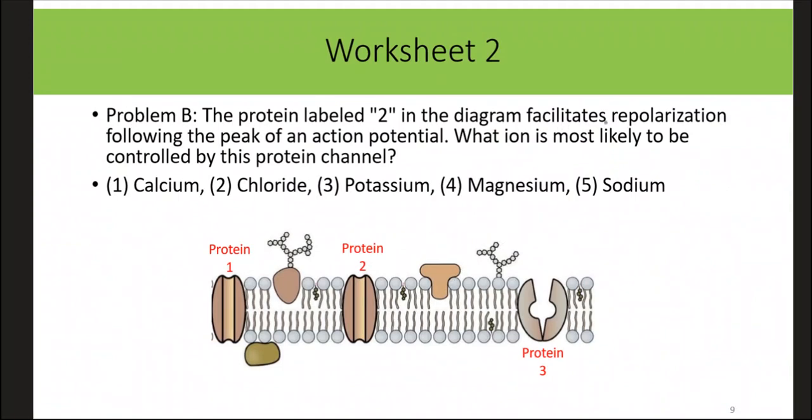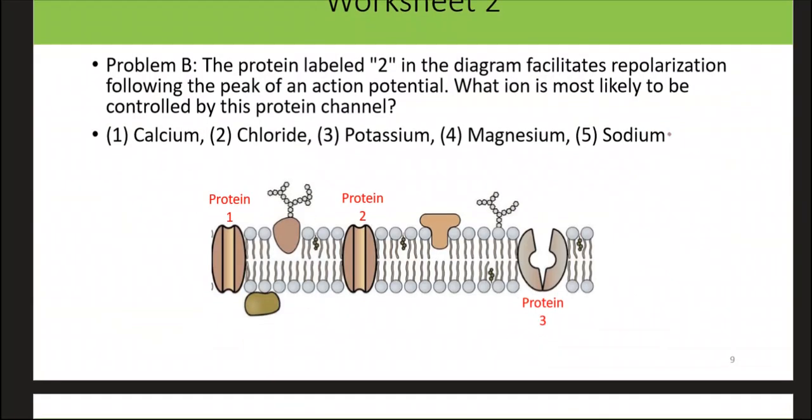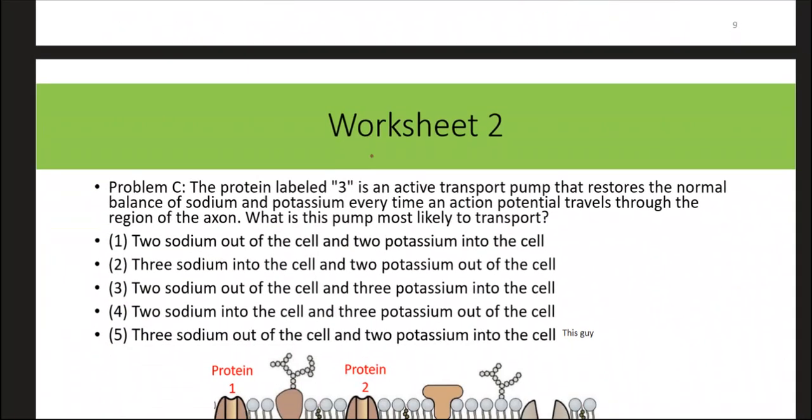Protein 2 is responsible for repolarization following the peak of an action potential. And we know that the one that drives it down is potassium. So this is going to be potassium.